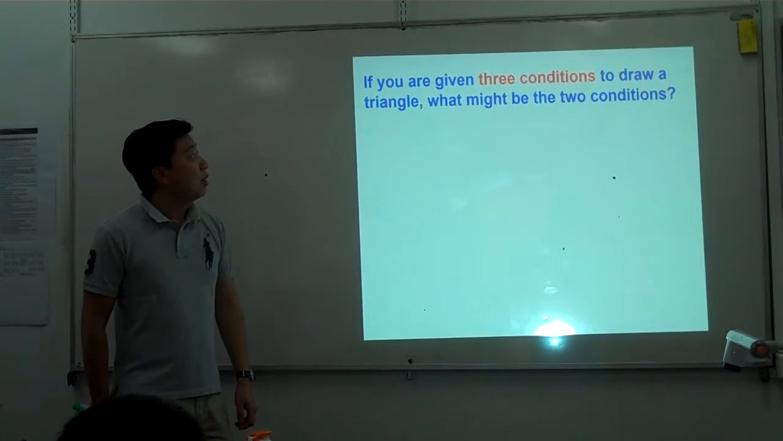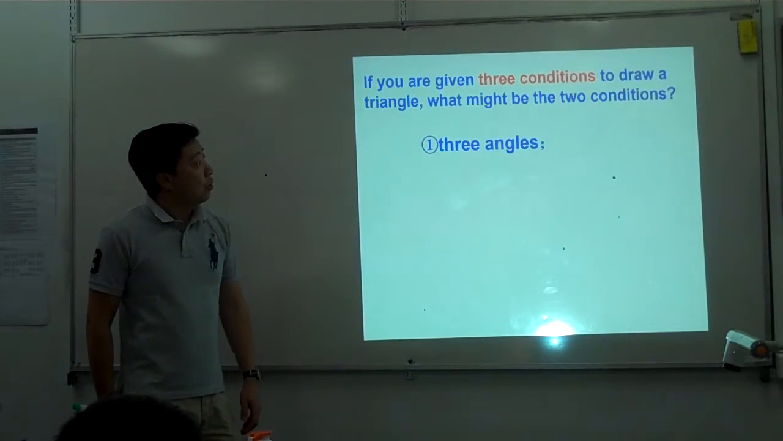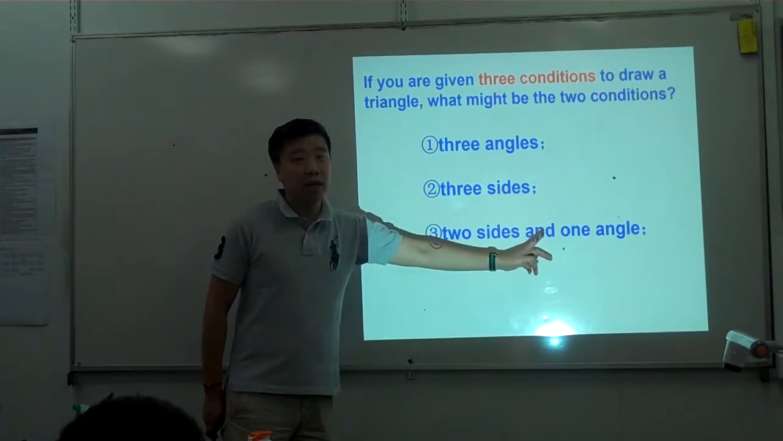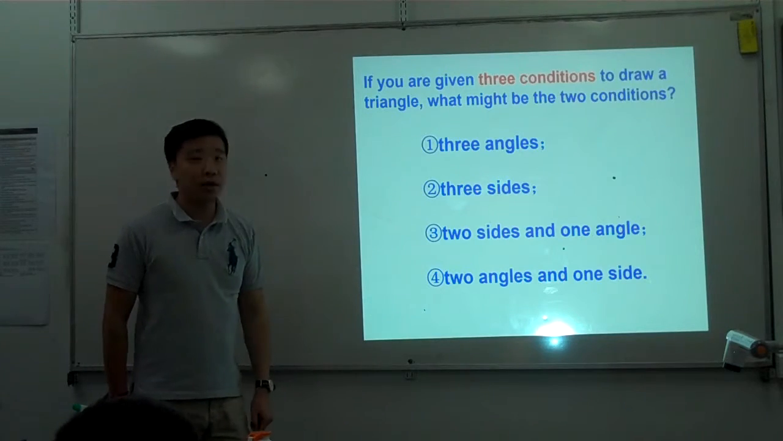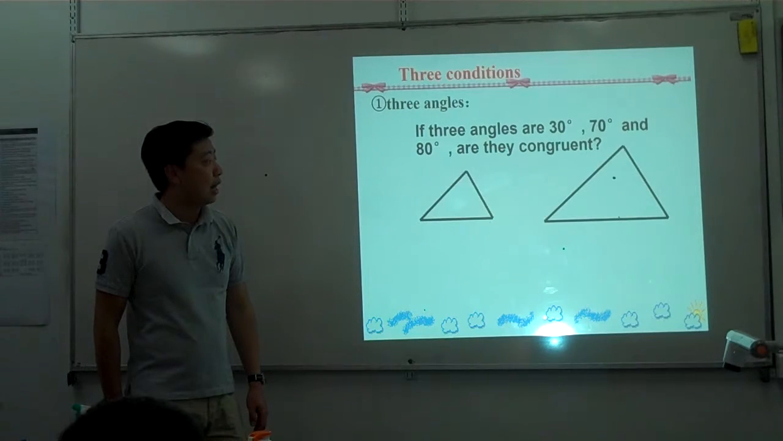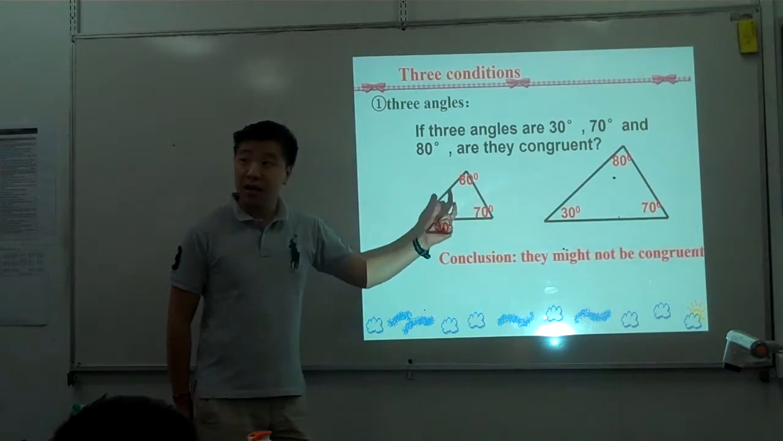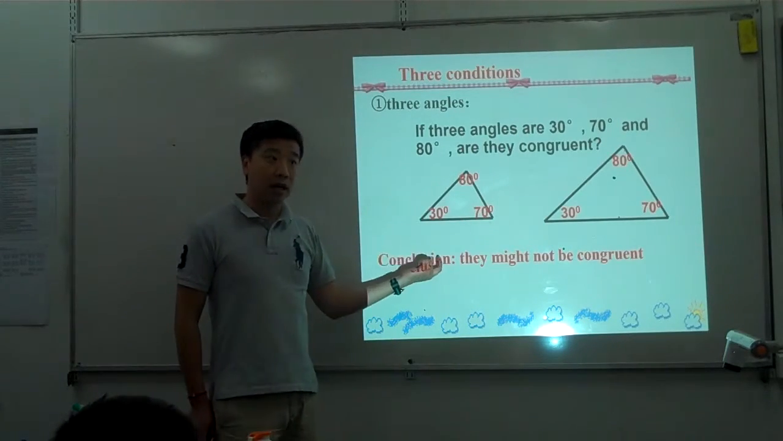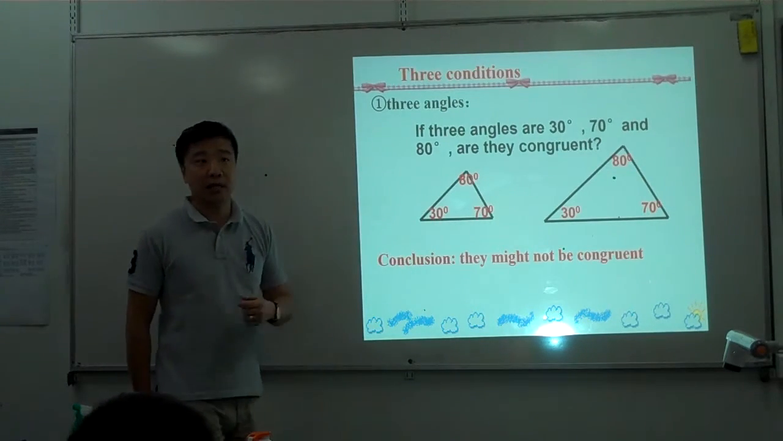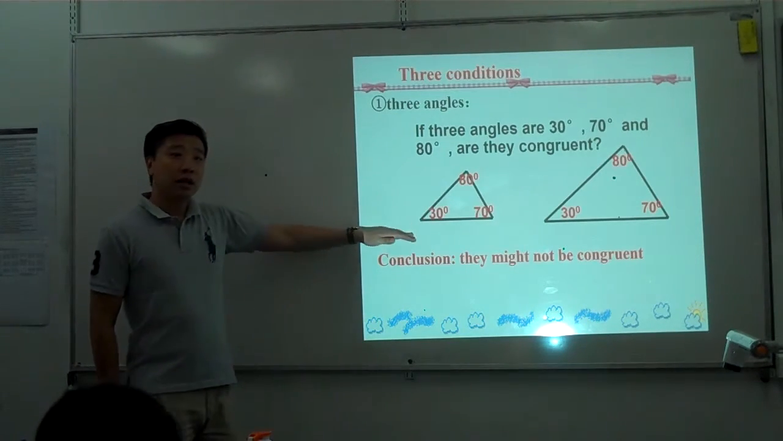Now let's have a look at 3 conditions. On Tuesday we also mentioned 3 conditions: 3 angles, 3 sides, 2 sides and 1 angle, 2 angles and 1 side. These kinds of situations. So we tried 3 angles like that. We can see 3 angles are the same, but are they congruent? No, they are similar. That's why we said we cannot use 3 angles to prove 2 triangles are the same. Now today we're going to continue to talk about 3 sides.